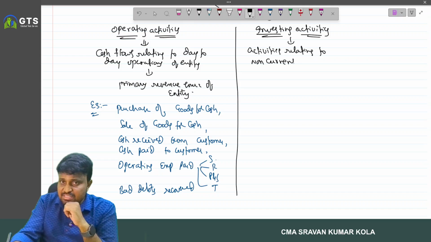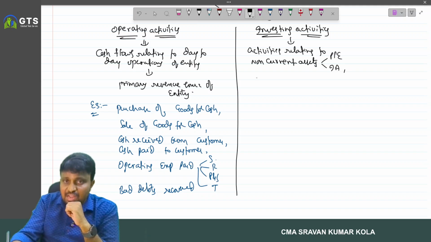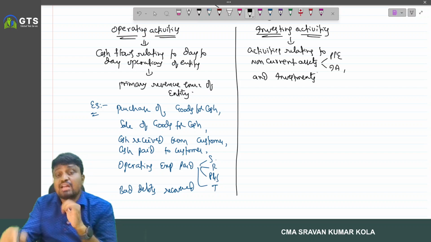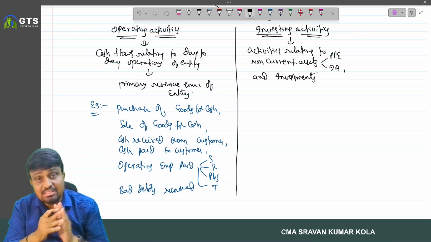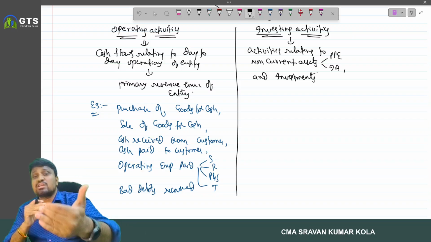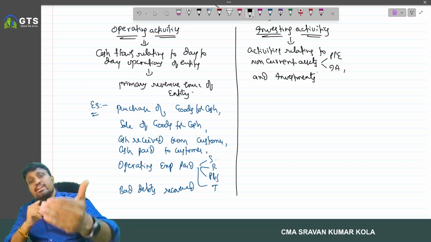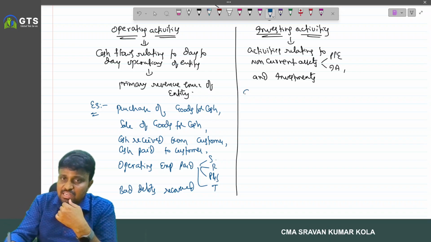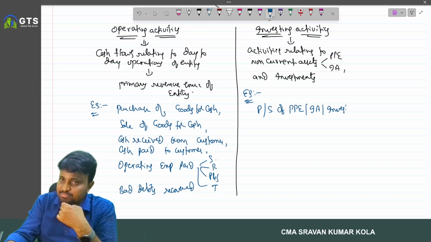non-current assets like PPE and intangible assets, and investments. Those activities relating to non-current assets like PPE, intangible assets and investments are covered under investing activity. For example, purchase or sale of PPE or intangible assets or investment.